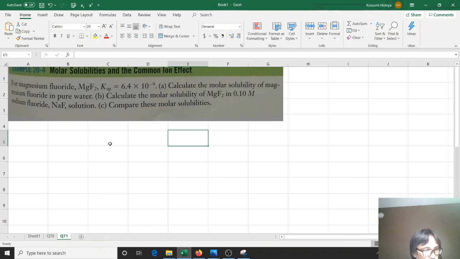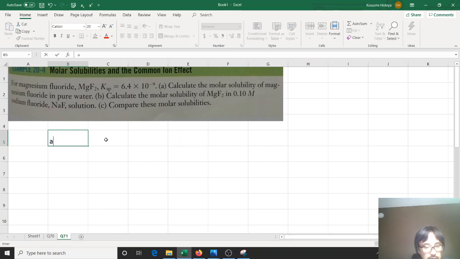Alright, let's do question number 71. We are going to talk about the common ion effect. The solubility of a compound changes quite drastically if the solution already contains one of the product ions of the stuff that's dissolving into the water. So let's work on this problem, and then you can see what kind of difference we get.